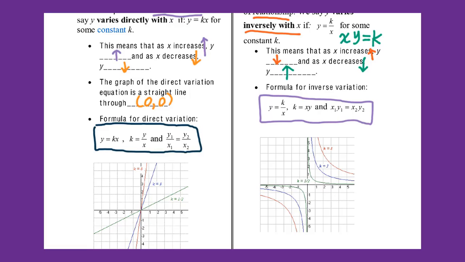Remember, the formula for direct variation is this. Then for inverse variation, it will be this one. You have to know how to choose the correct formula to work out the problem.